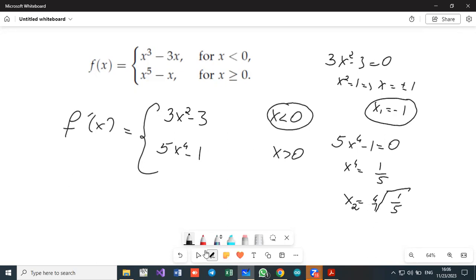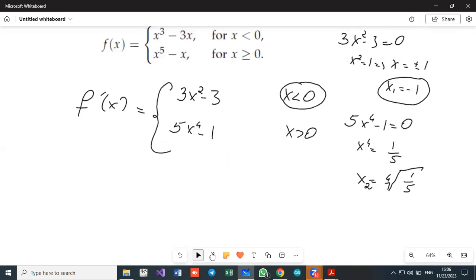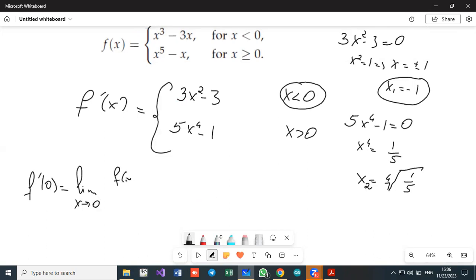To do that, we will consider the definition of the derivative of the function at 0. The function is differentiable at 0 if the following limit exists: limit as x goes to 0 of f(x) minus the value of our function at 0, which is 0 to the power 5 minus 0, so it's 0, divided by x. We should consider sided limits in this case.